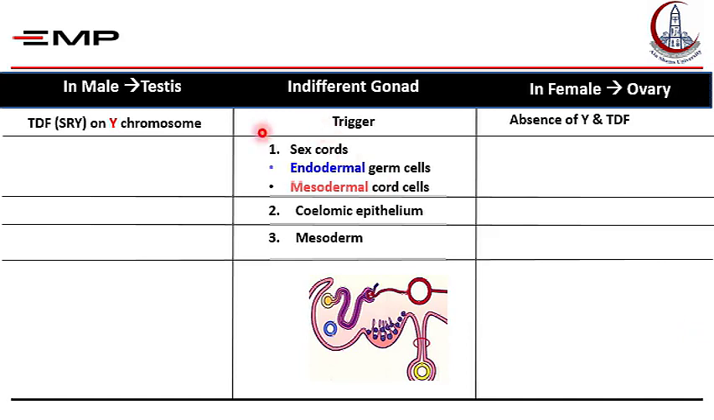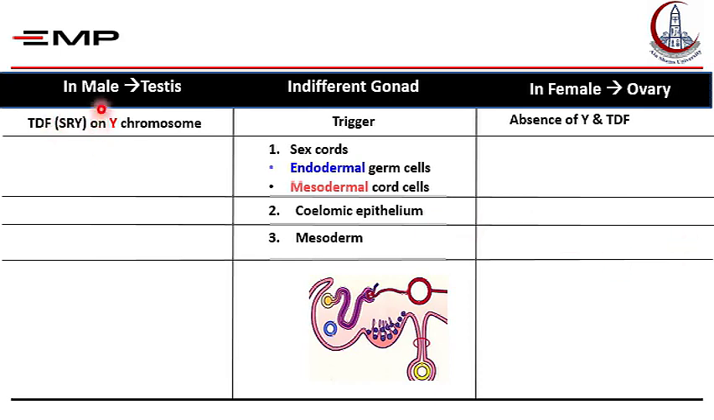The trigger for formation of testis and development into male is the presence of a Y chromosome. Absence of the Y chromosome will lead to development into a female, or the gonad into an ovary. So we can say that if there were no Y chromosome, by default, the genital ridge will form an ovary and the individual will become a female.